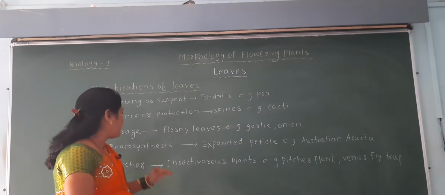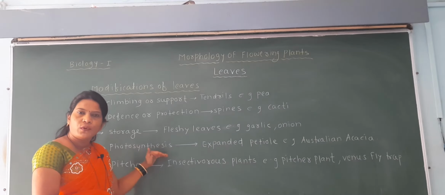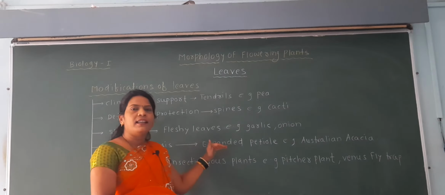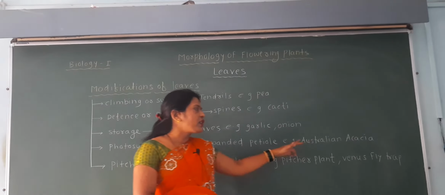Now the next part, that is photosynthesis. Some leaves perform the function of photosynthesis, and for that, the modification which is observed is in the Australian acacia.